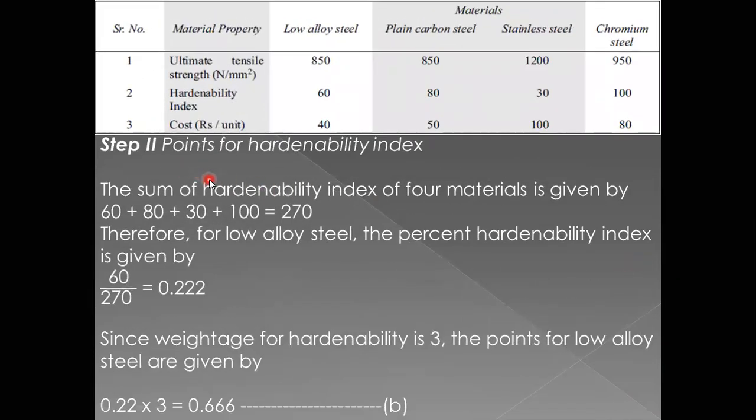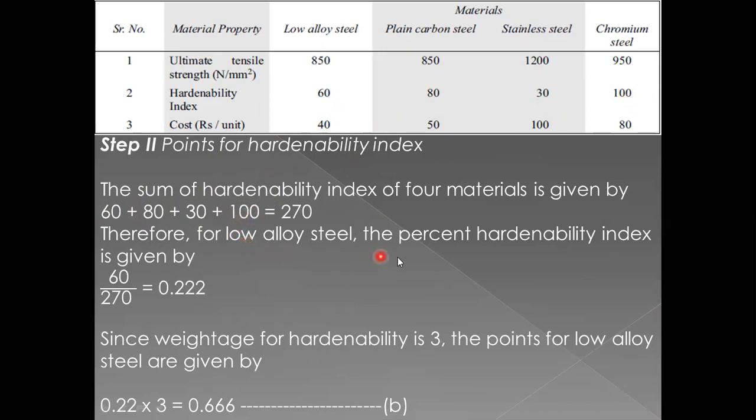Step 2 is points for hardenability index. The sum of hardenability index of four materials is given by 60 plus 80 plus 30 plus 100, which is equal to 270, where 60 is hardenability index of low alloy steel, 80 is hardenability index of plain carbon steel, 30 is hardenability index of stainless steel, and 100 is hardenability index of chromium steel.